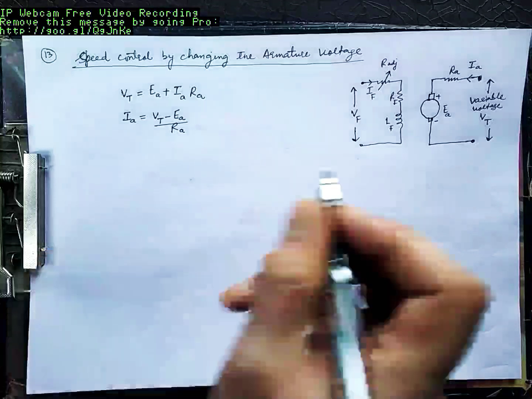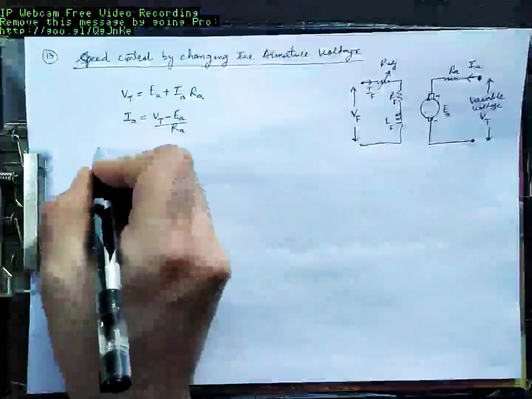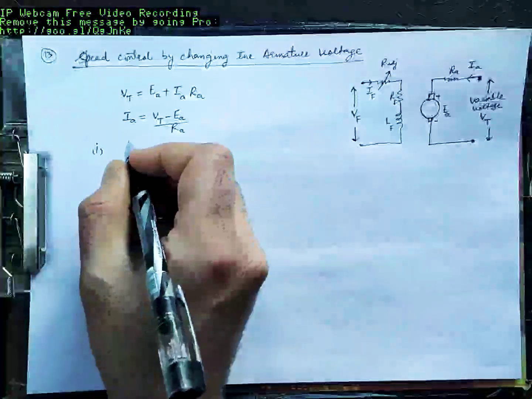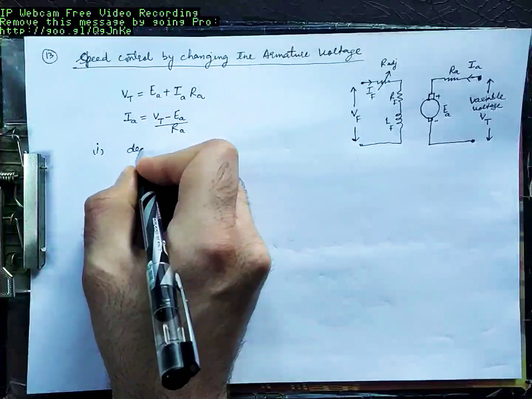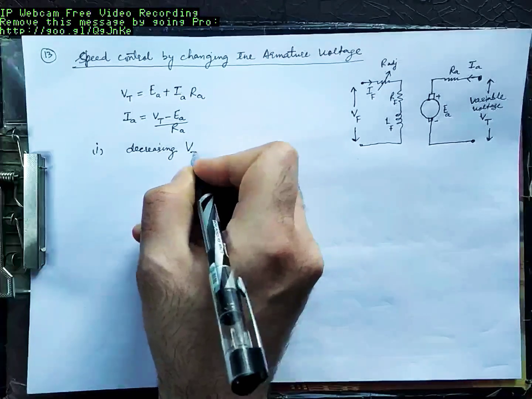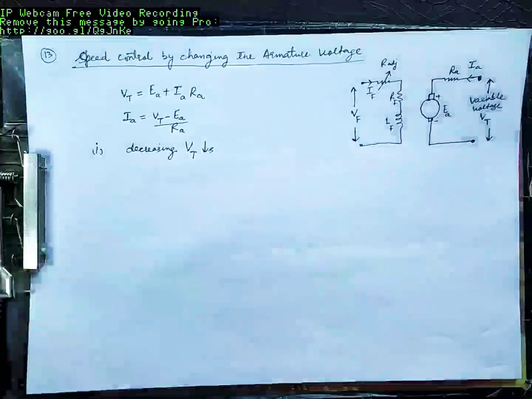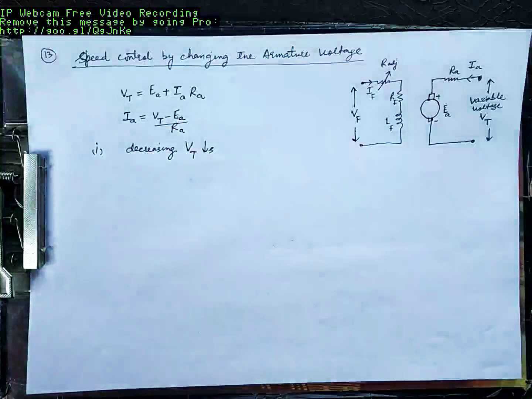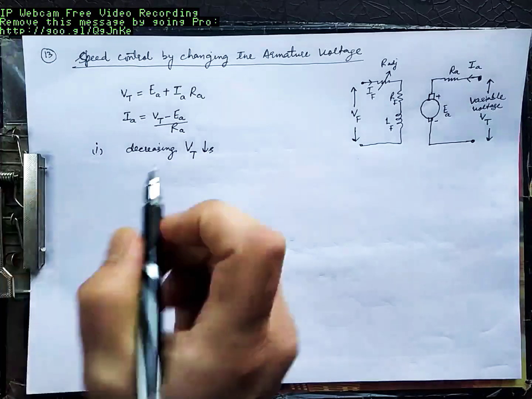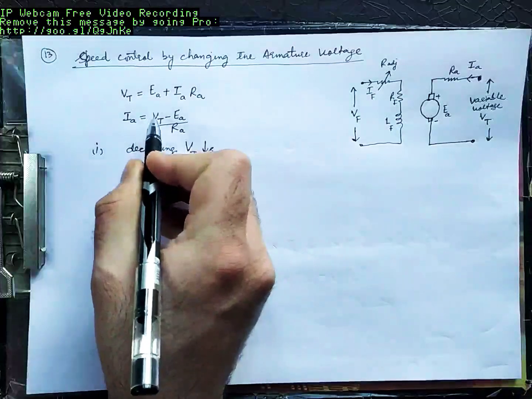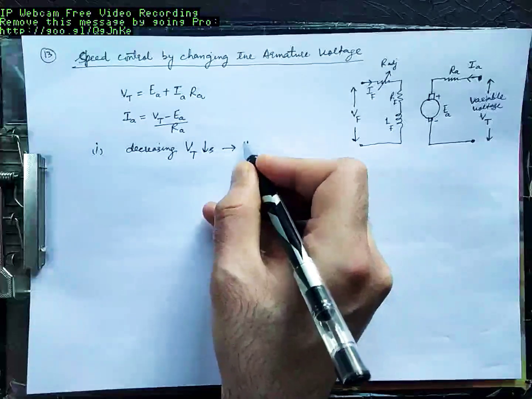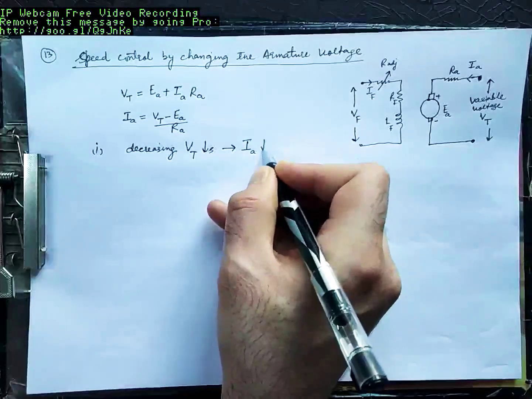Now what we are doing here is step 1. We are decreasing VT. I'm decreasing terminal voltage VT. Now let's check what happens here. As we decrease VT, IA will decrease definitely. Current IA is decreasing.